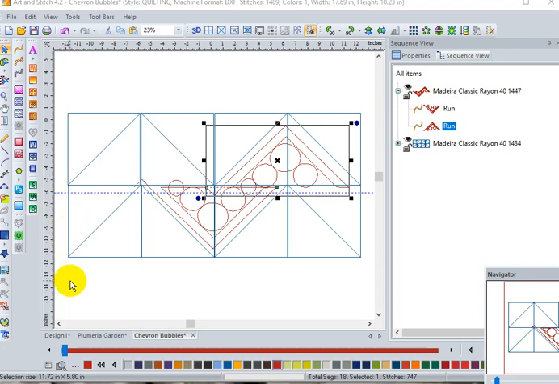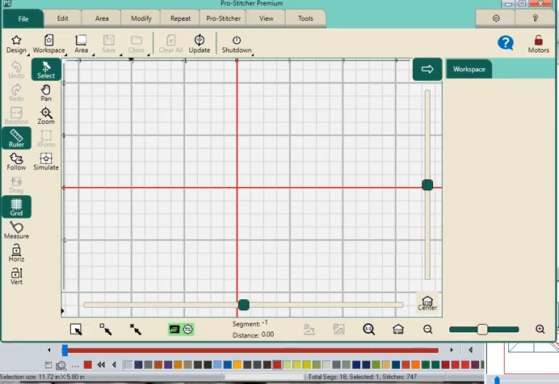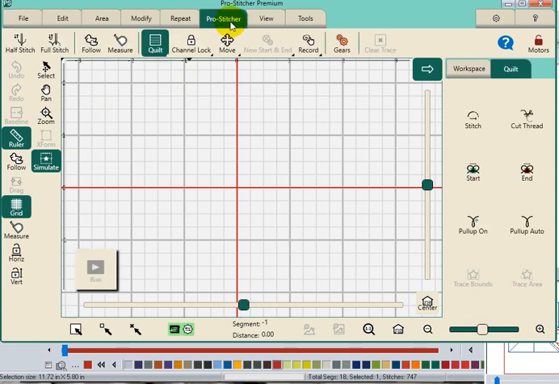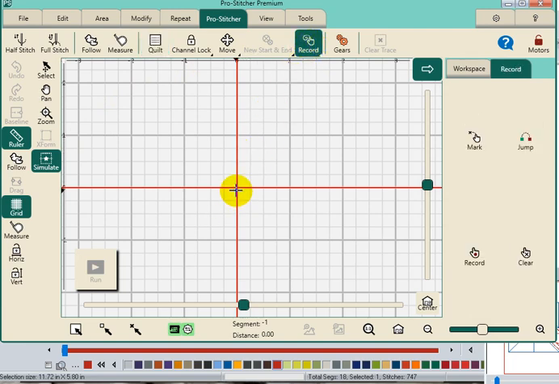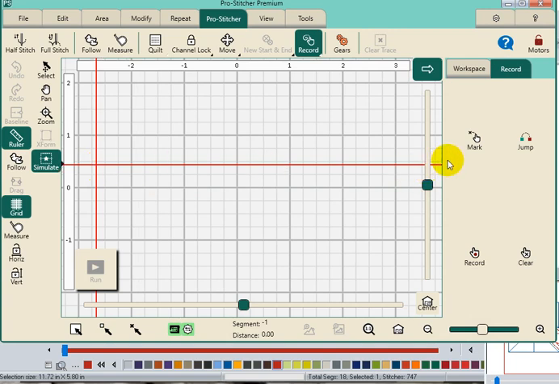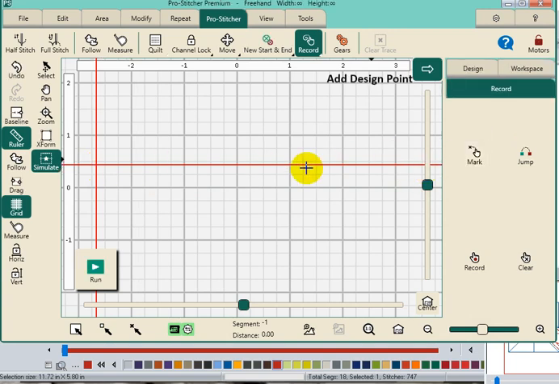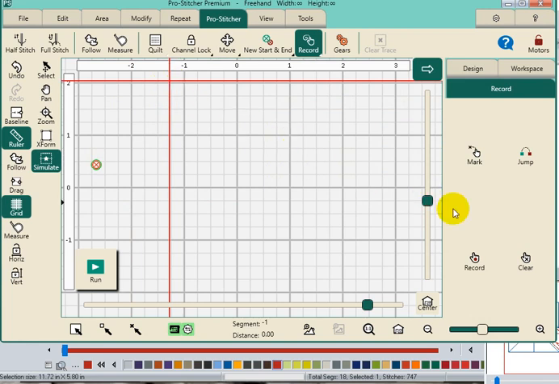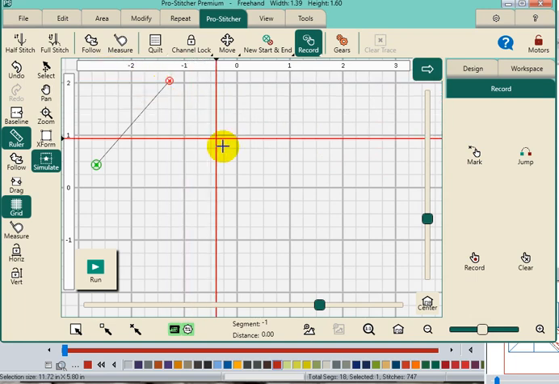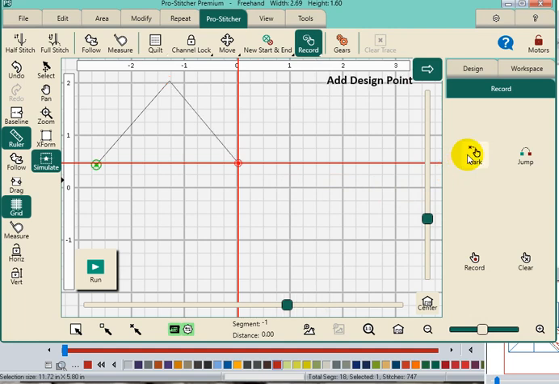We've had some discussion in the groups lately about the record and mark function in ProStitcher Premium. So in ProStitcher Premium, if you select the ProStitcher and record, you can start at any point on your quilt, and I started in the seams and went about a 1/4 inch away and just used my mark feature, and this will stitch out.